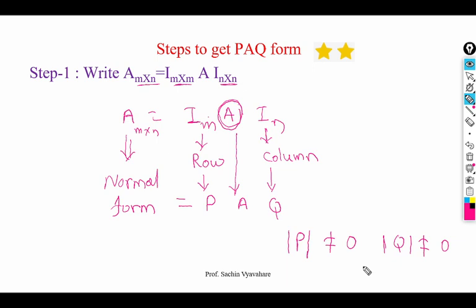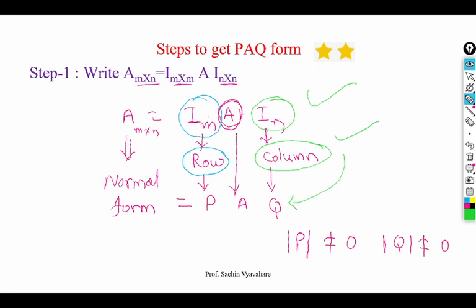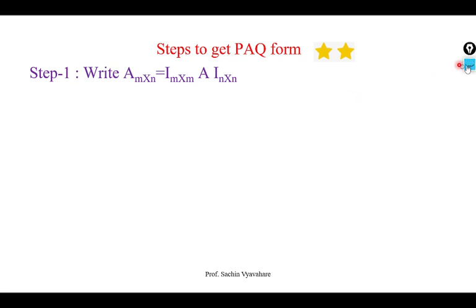Only the extra part that you have to do is on the right hand side. Apply every row transformation on Im only, every column transformation on In only. So when you apply all column transformations, you get the matrix Q there, and for every row transformation, you will get the matrix P there. So that is the extra part. We'll understand this with an example. Let me do one example, then it becomes more clear.